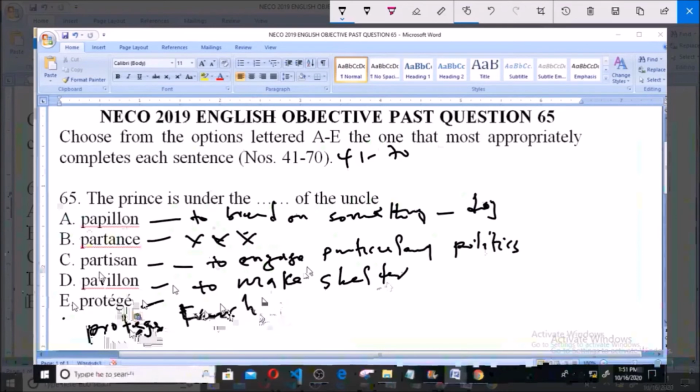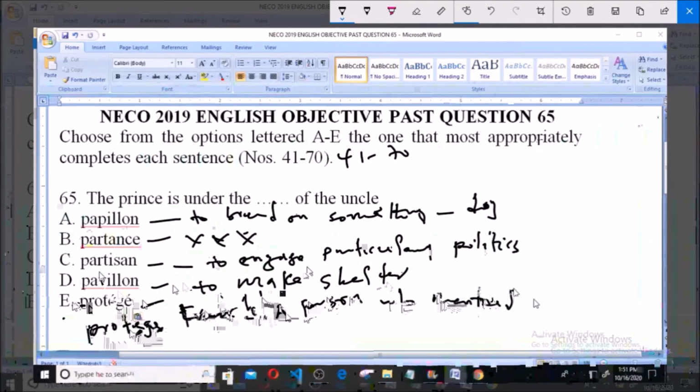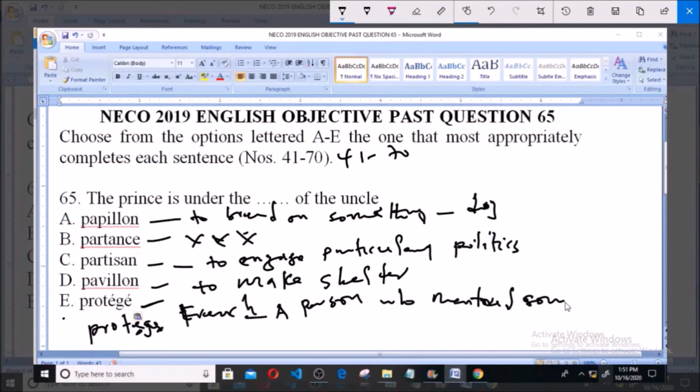I want to talk of protégé. Protégé means a person who is guided by someone, or who guides someone as the person grows, particularly an older person who is experienced or who is aged, then guiding the younger one or the young fellow.